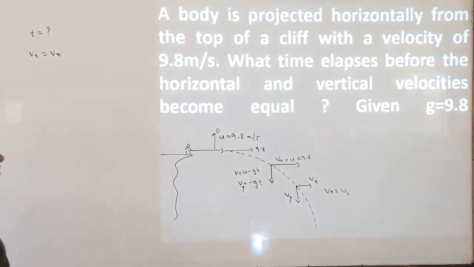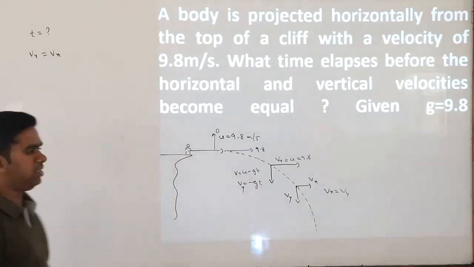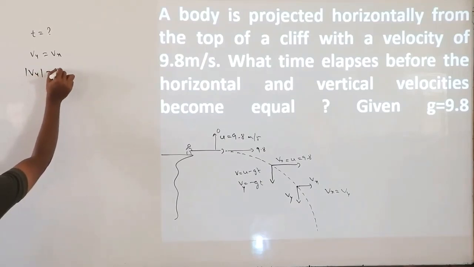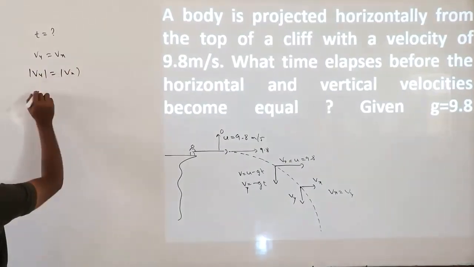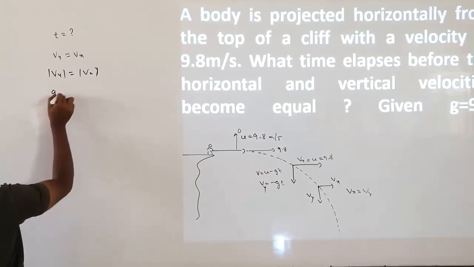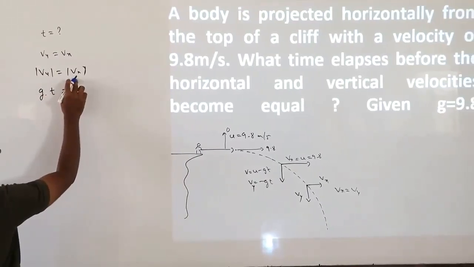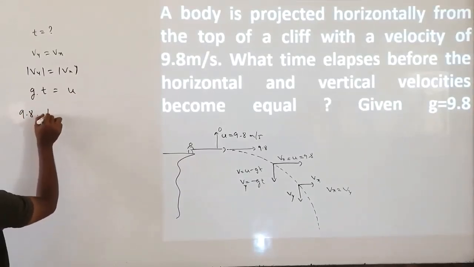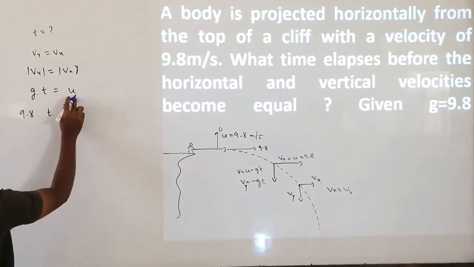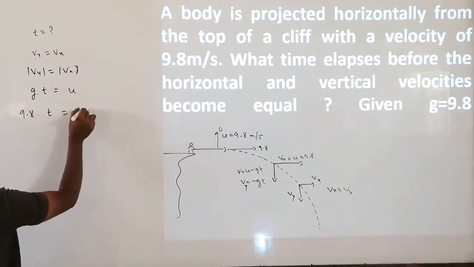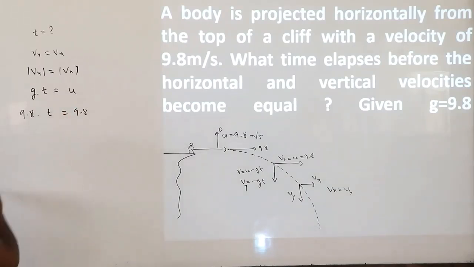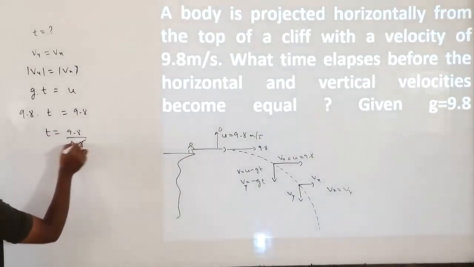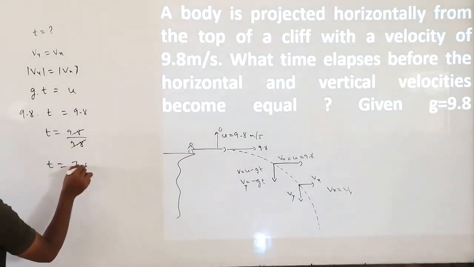What is vy? Vy is minus g into t. Or if you take only magnitude, the magnitude of vy equals the magnitude of vx. So vy is g into t, and vx is nothing but u. g is 9.8, and u is also 9.8. So t equals 9.8 divided by 9.8, so they get cancelled. t equals 1 second.